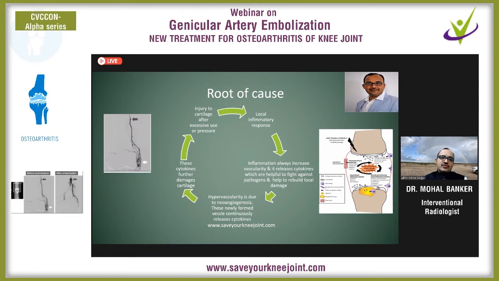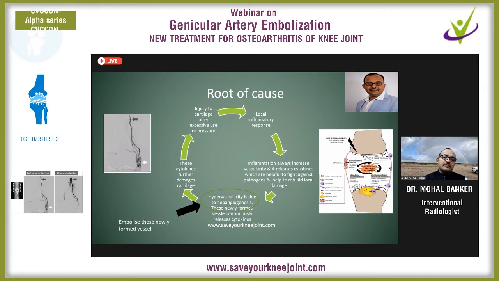and these cytokines are going to damage the cartilage further and further. And once this cartilage damage continues, it gives another signal for inflammatory response. So there is a vicious cycle going on continuously, and to prevent this cycle, we have to prevent this hypervascularity.